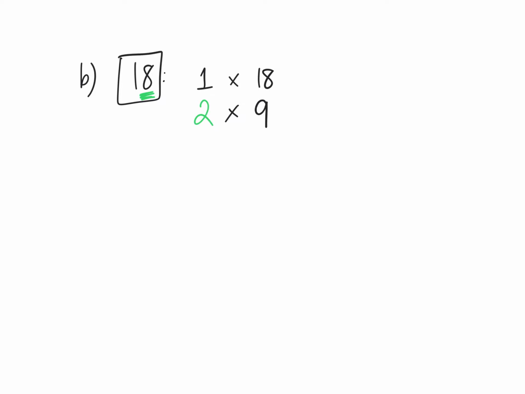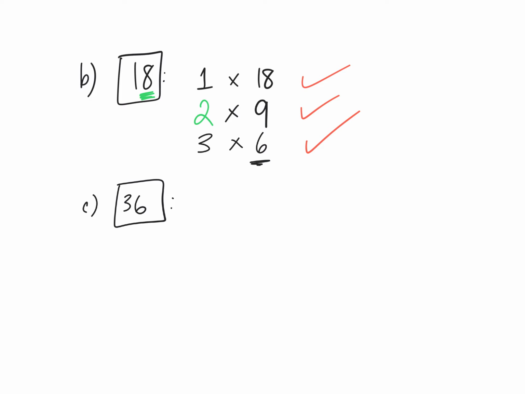Mohammed? 3 times 6 is 18. Excellent. Does 4 go into 18? 5? So we're done because we already got 6. So there's 6 factors. There's 3 pairs of factors for 18. Raise your hand if you got all 3.